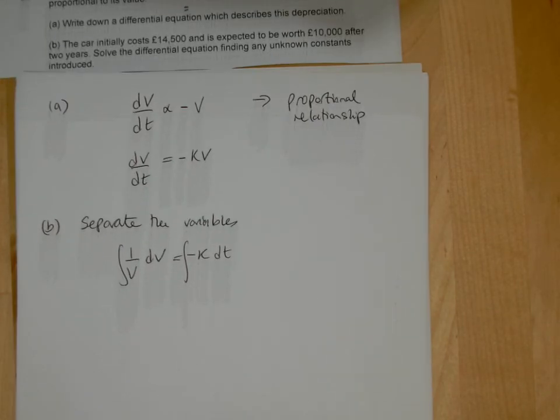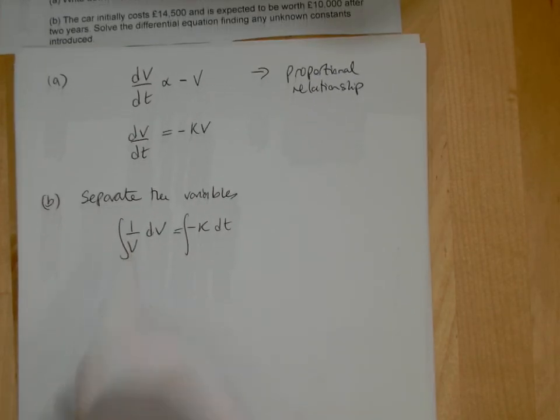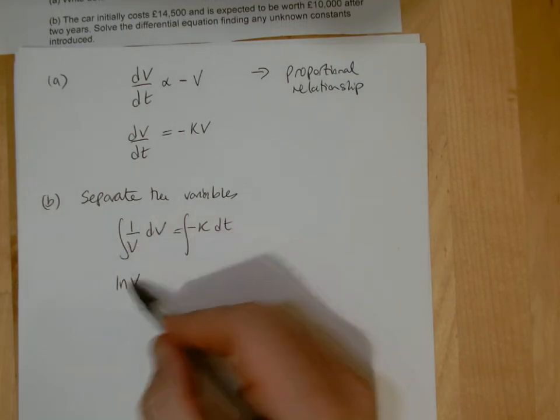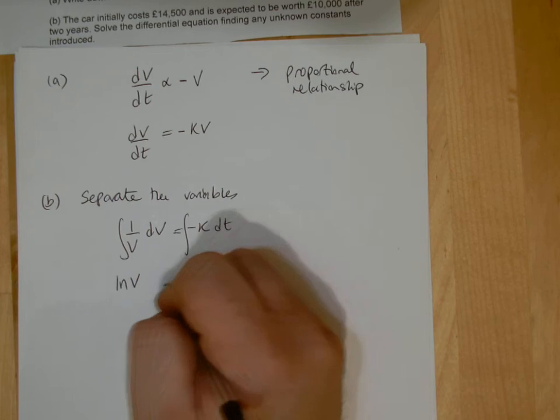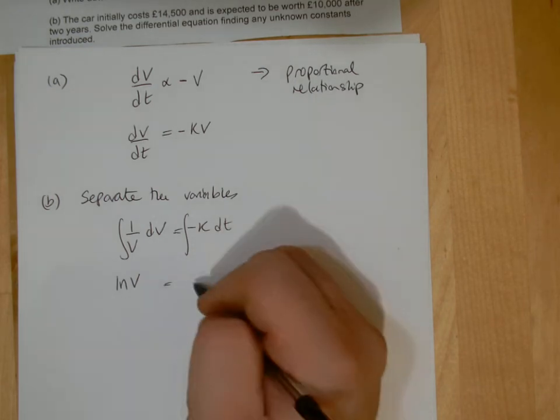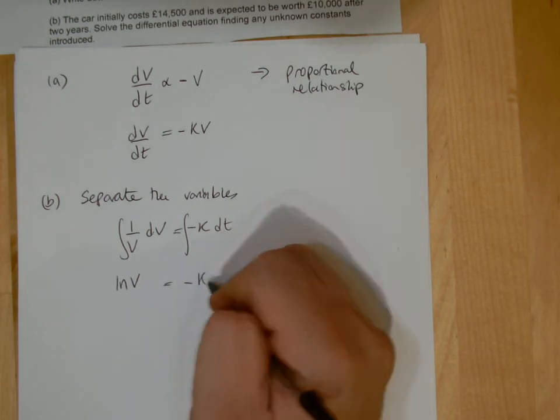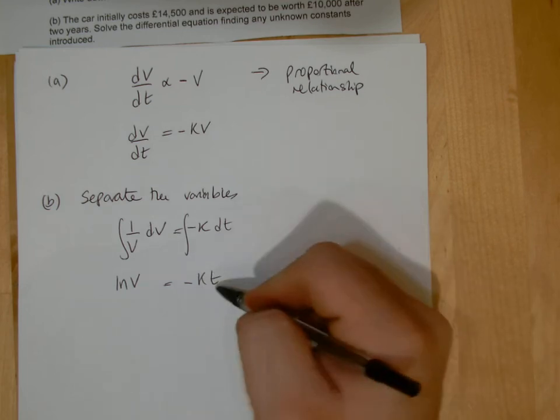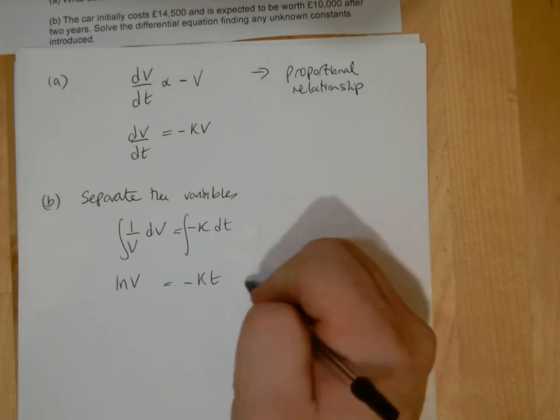Okay, fantastic. So we separated the variables. Now, 1 over V, of course, becomes ln V, because it's linear on the bottom. That's the standard integral. Minus k is a constant, so when you integrate it with respect to t, it'll just become minus kt. Differentiated back, you will get back to minus k.